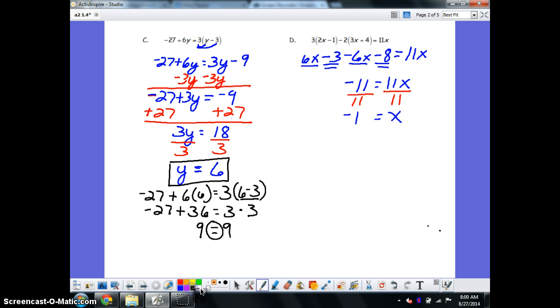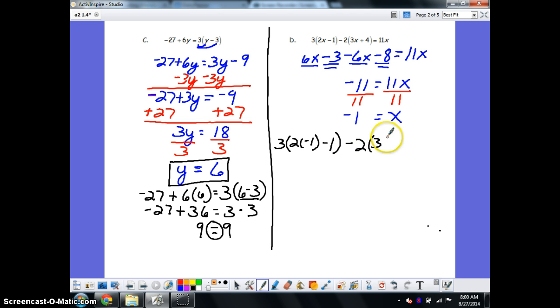Now, once again, when we check, we're going to substitute -1 in for all the x's. So we have 3 times 2 times -1 minus 1 minus 2 times a quantity, 3 times -1 plus 4 equals 11 times -1. So now we start simplifying. Make sure both sides simplify to the same value.